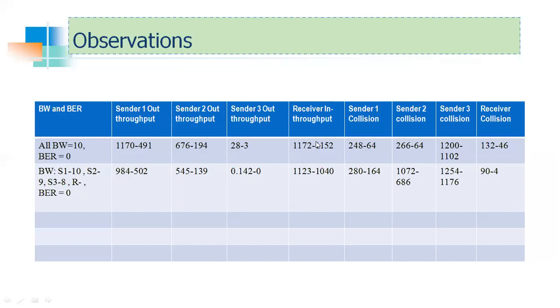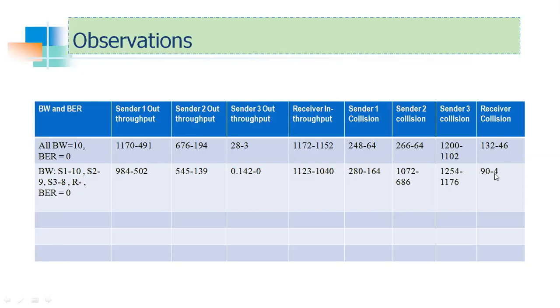Now the collision. So collision in sender 1 is also, this is the receiver. Receiver throughput is also reduced. Now sender 1 collision is increased. You can see here the range. So this is the maximum and minimum. Sender 2 collision is increased even more. Sender 3 collision is increased even more. Sender 3 collision was already more. See, you can see the collision is more, throughput is less because it is TCP. And the total collision is this.